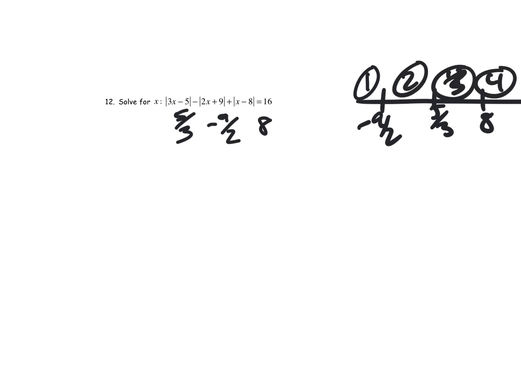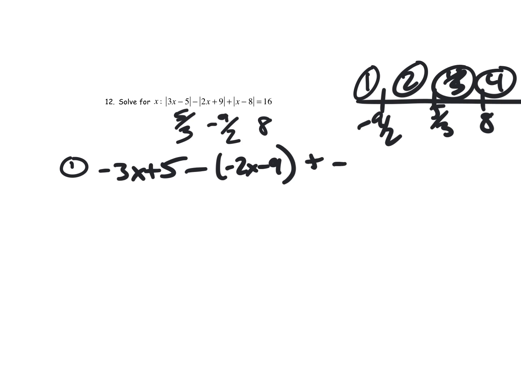Okay. And so let's do equation 1. So if I'm plugging in a value into this equation that's less than -9/2, so let's do -5, that'll make the first absolute value quantity negative. So I'm going to multiply by -1. Minus, it will also make the second negative, so -2x minus 9. And it will make the third negative, so plus -x plus 8 equals 16.